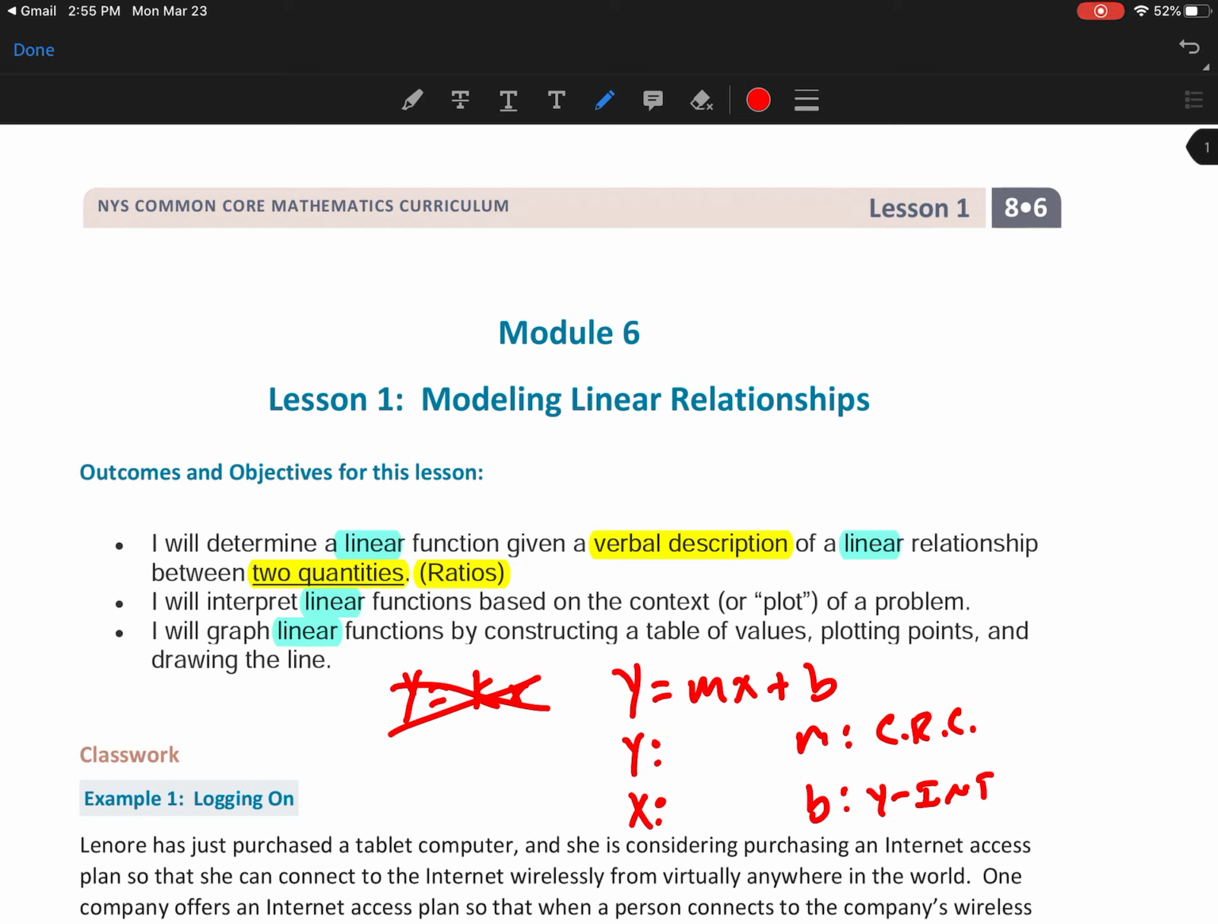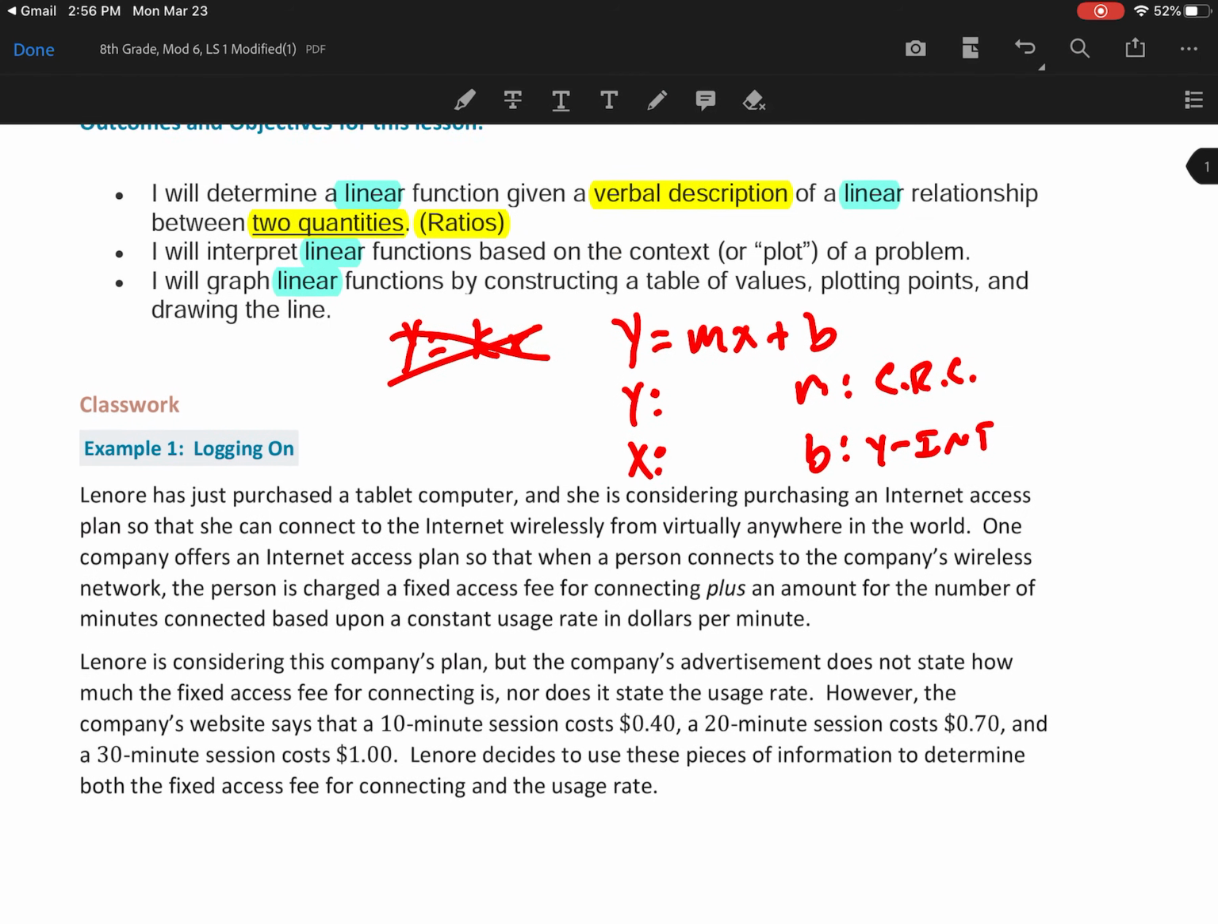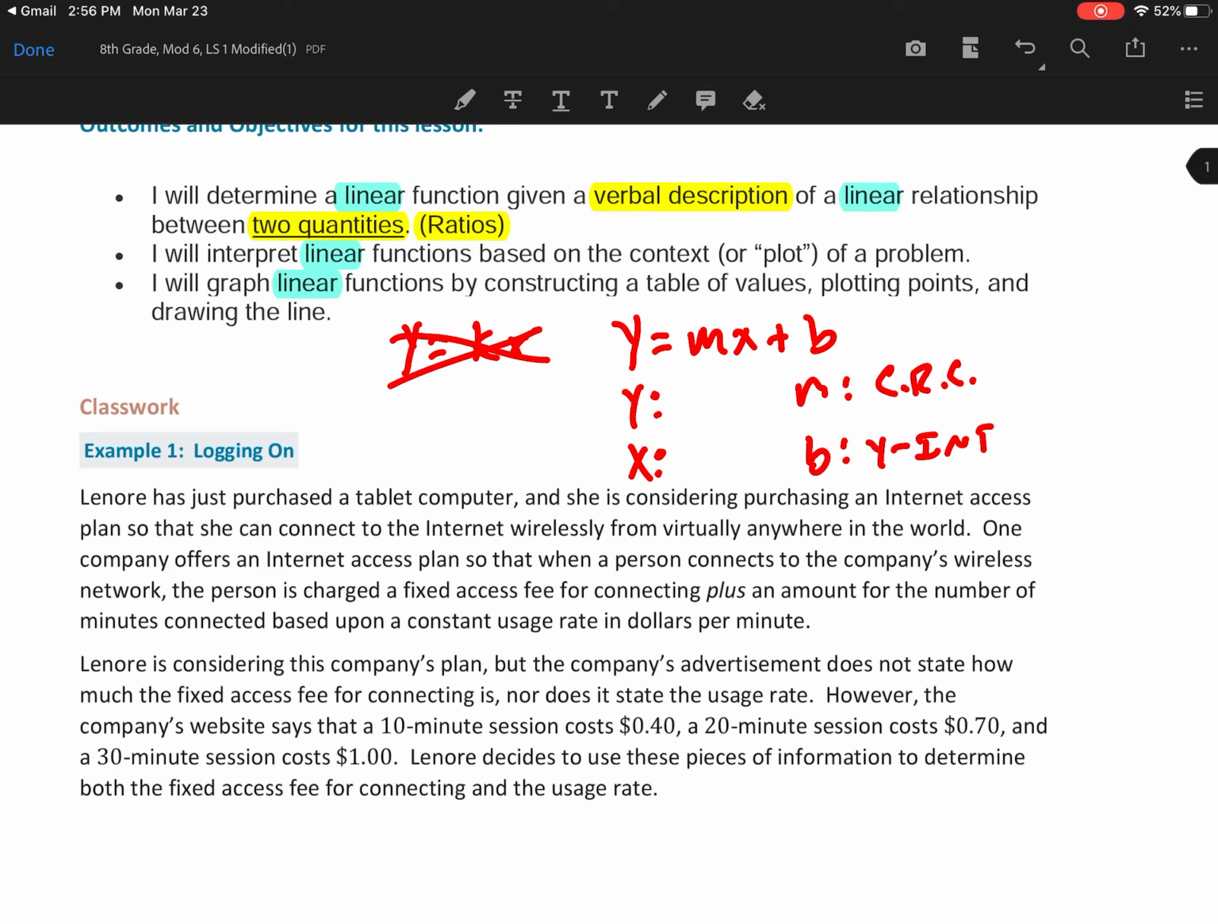Okay, so now that we have our objectives covered, I just want to jump right into the classwork, Example 1, Logging On. Lenore has just purchased a tablet computer, and she has considered purchasing an internet access plan so that she can connect to the internet wirelessly from virtually anywhere in the world. One company offers an internet access plan so that when a person connects to the company's wireless network, the person is charged a fixed access fee for connecting plus an amount for the number of minutes connected based on a constant usage rate in dollars per minute.